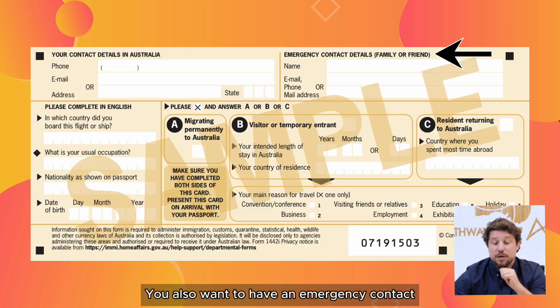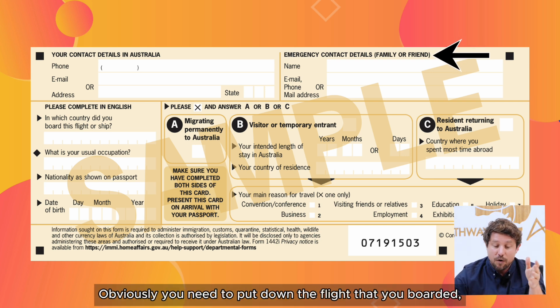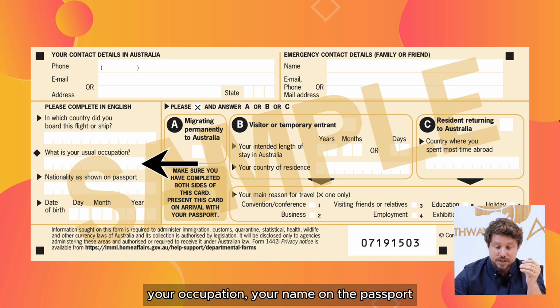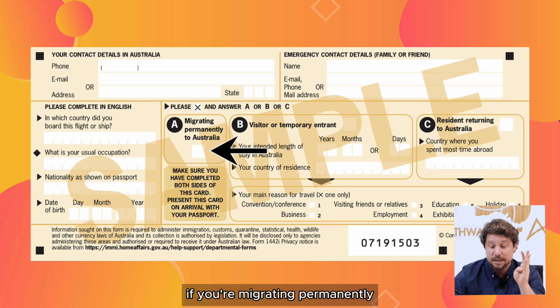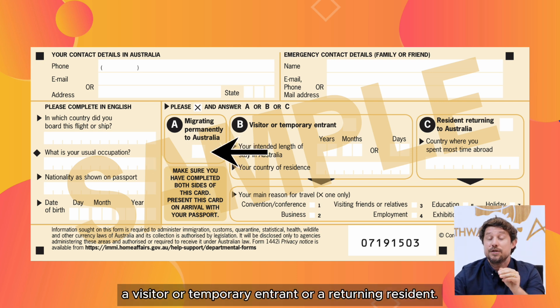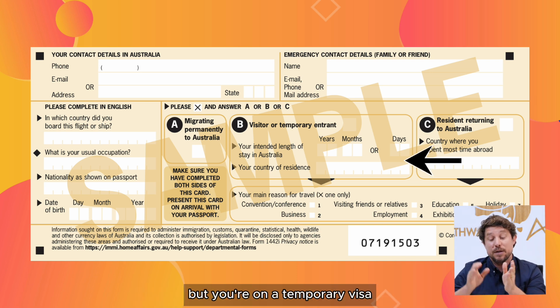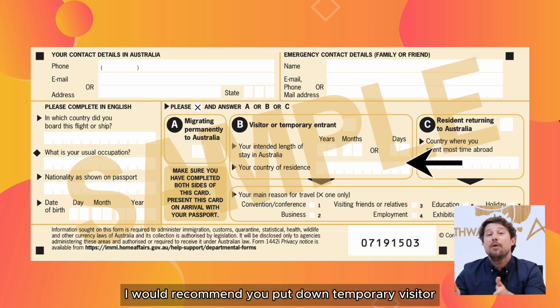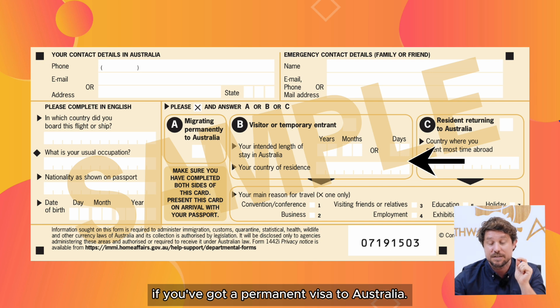that you've got this information. You also want to have an emergency contact, potentially someone in Australia if possible, but if not, overseas is okay. Obviously, you need to put down the flight that you boarded, your occupation, your name on the passport, and then you need to pick if you're migrating permanently, a visitor or temporary entrant, or a returning resident. Even if your intention is to migrate permanently, but you're on a temporary visa, I would recommend you put down temporary visitor if you're a temporary entrant. Only put down permanent if you've got a permanent visa to Australia.